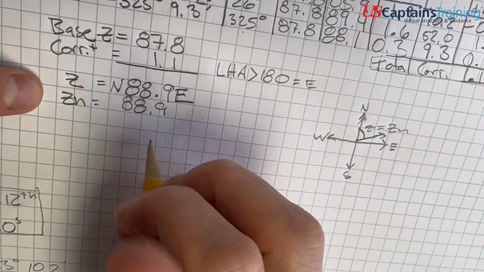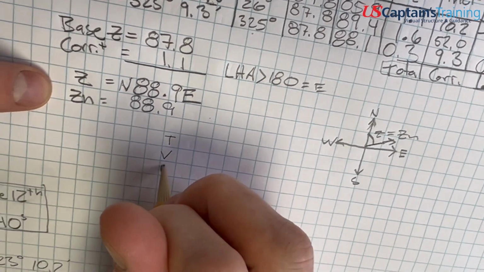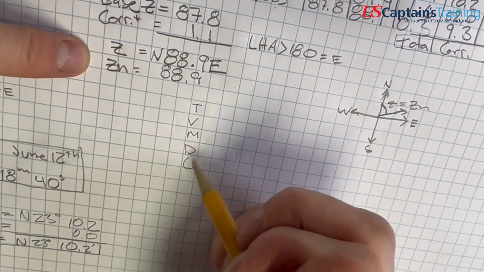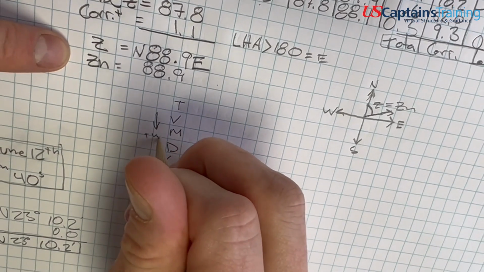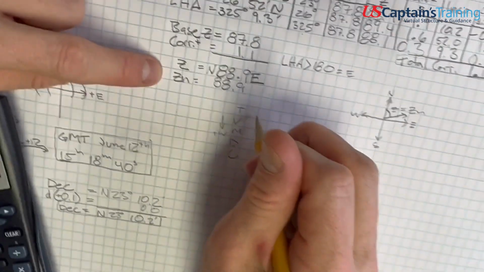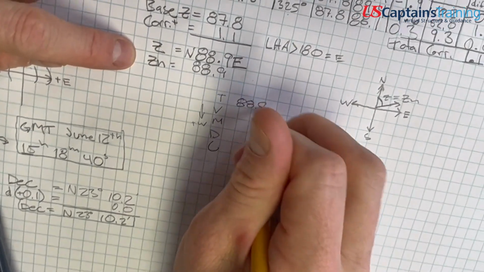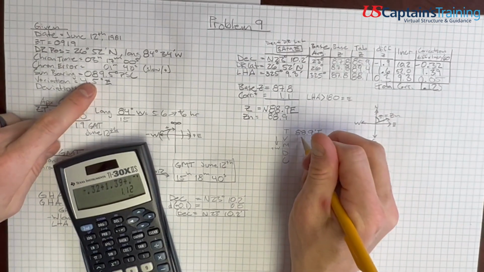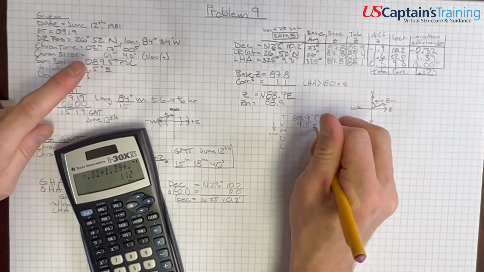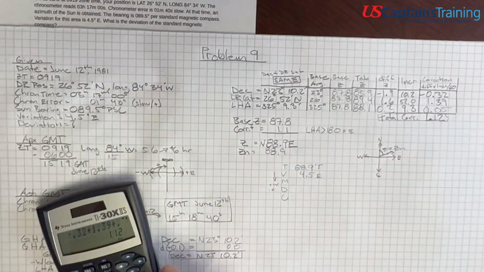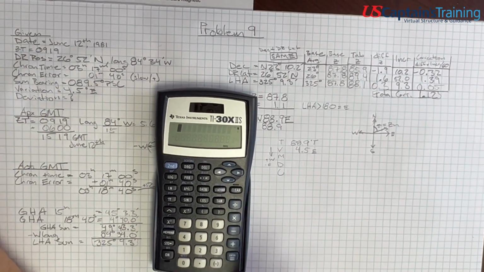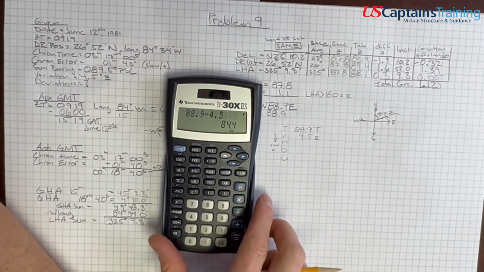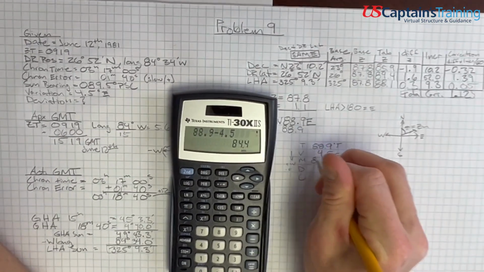We can say TVMDC, true variation magnetic deviation compass. When you're going down, you add west. So our true now is 88.9 degrees true. Variation was given 4.5 east. So when we're going down, we subtract east. So 88.9 minus 4.5 equals 84.4.